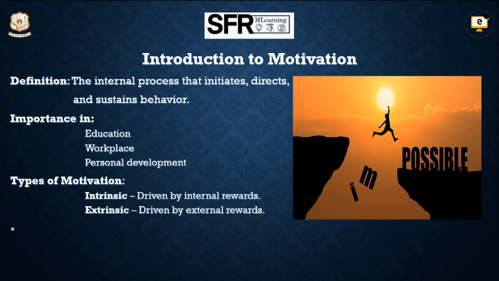The next one is extrinsic. Extrinsic motivation comes through getting perks, incentives, recognition or rewards, so that you can be easily encouraged or motivated. Automatically that helps you to achieve a lot more. This is about extrinsic motivation.